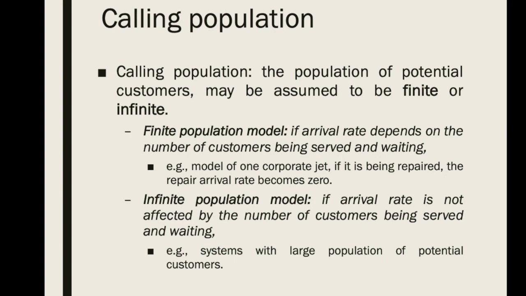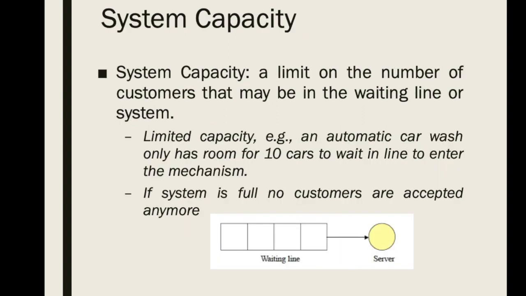Examples are a large population of potential customers, like in a ticketing system, or a reception system at a hotel. It never states that if a certain number of customers are waiting, then no more customers can come, and so on. So the calling population may be finite or infinite.